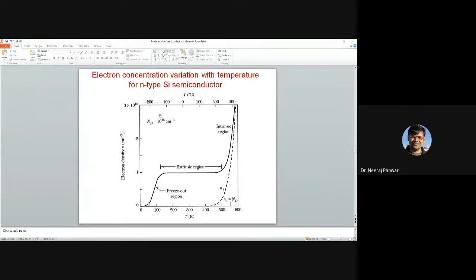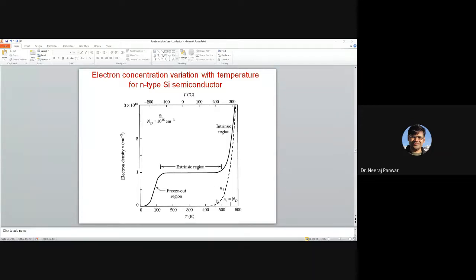The same behavior will be for p-type semiconductor. Nothing is going to change. Initially, the acceptor atoms will start ionizing, meaning the electron will jump from the nearby covalent bond and the acceptor atoms become negatively charged. So the hole concentration in the valence band will increase. Then there is a temperature at which all the acceptor ions are ionized. They become negatively charged, and after that the hole concentration in the valence band will not increase.